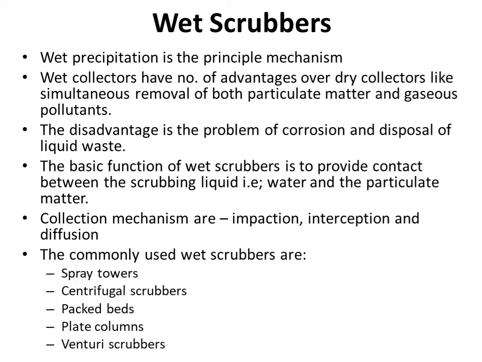Another method used for the control of particulate matter is using wet scrubbers. Wet precipitation is the principal mechanism used in wet scrubbers. That is, it is similar to the removal of particulate matter from the atmosphere by precipitation, that is rain. Wet collectors have a number of advantages over dry collectors, like simultaneous removal of both particulate matter and gaseous pollutants. But the disadvantage of using wet collectors is the problem of corrosion and disposal of liquid waste.